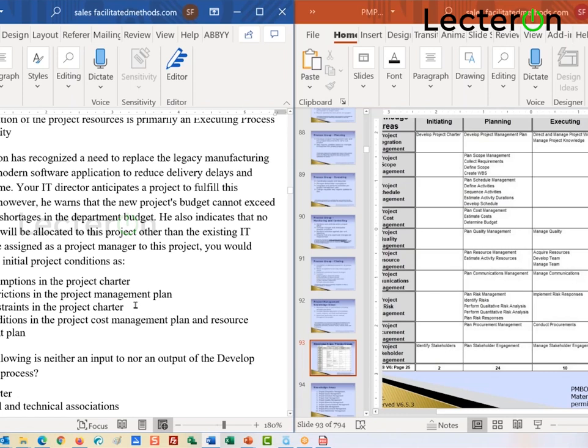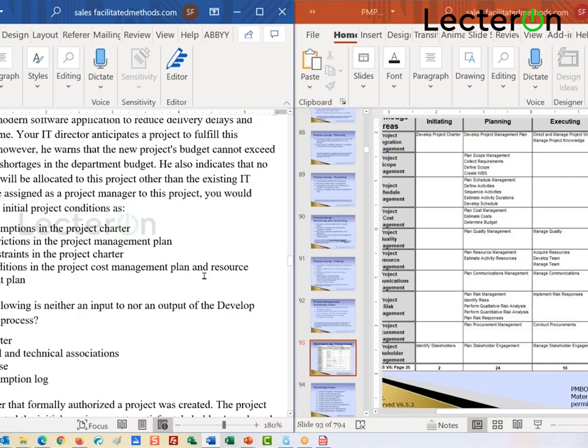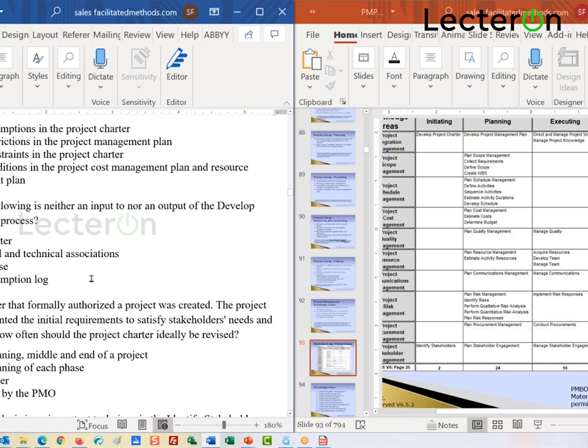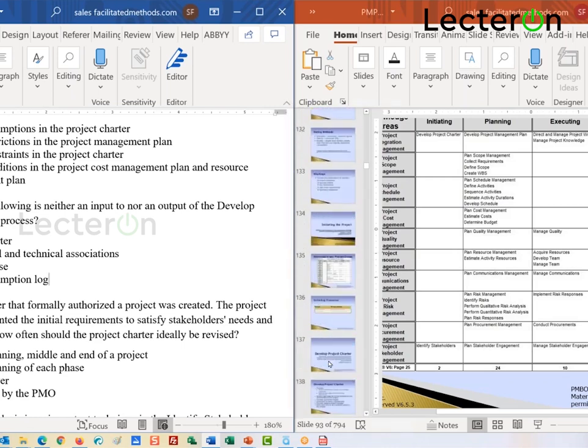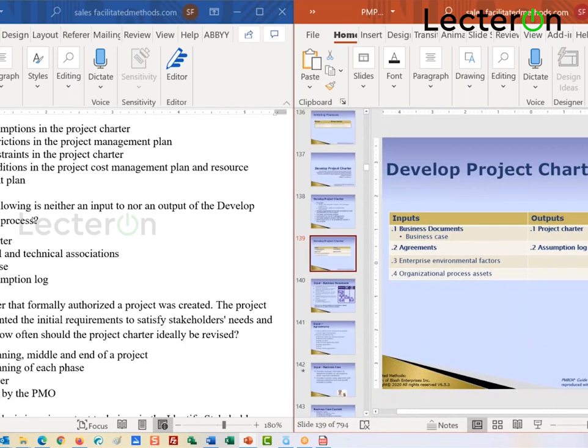But really, when we talk about project management, things like this, it's either going to be an assumption that we believe is true, or a constraint that's going to cause things to have to work within that constraint. Okay, number 8. This would be a matter of going back to the inputs and outputs you have for the develop project charter process. It says which one is neither an input nor an output. So is project charter, that's an output, right?